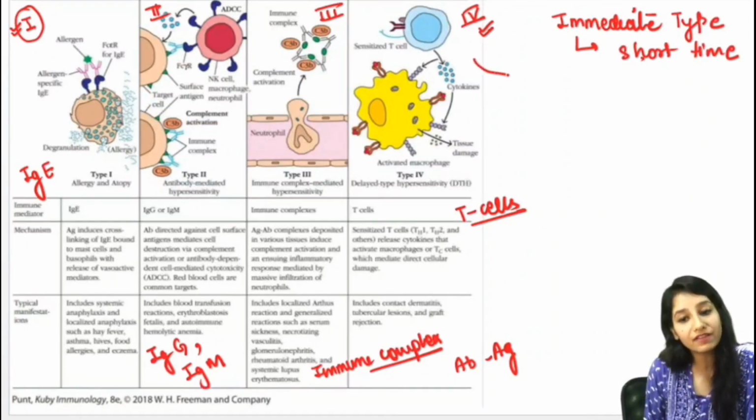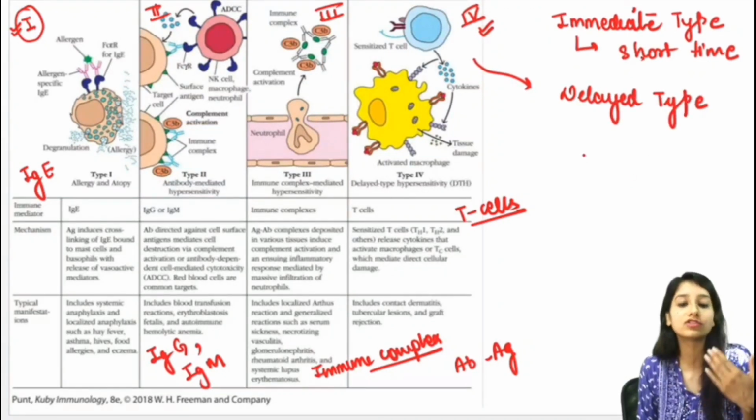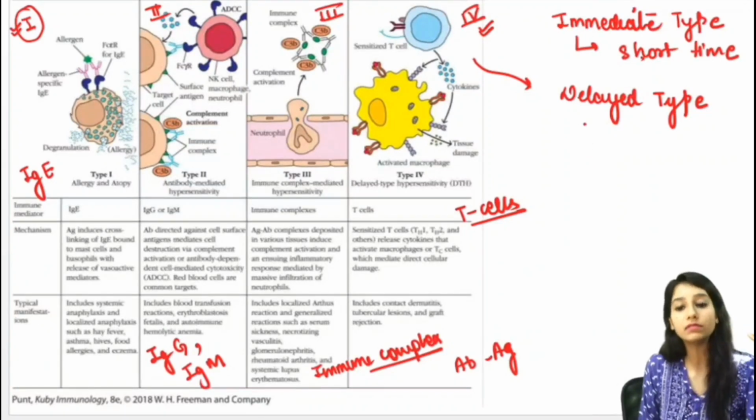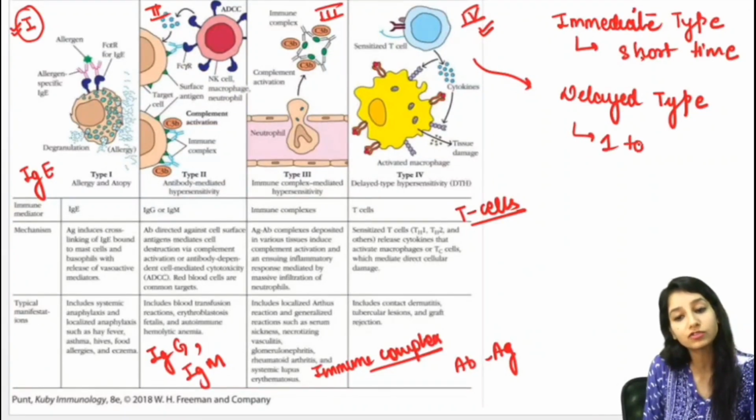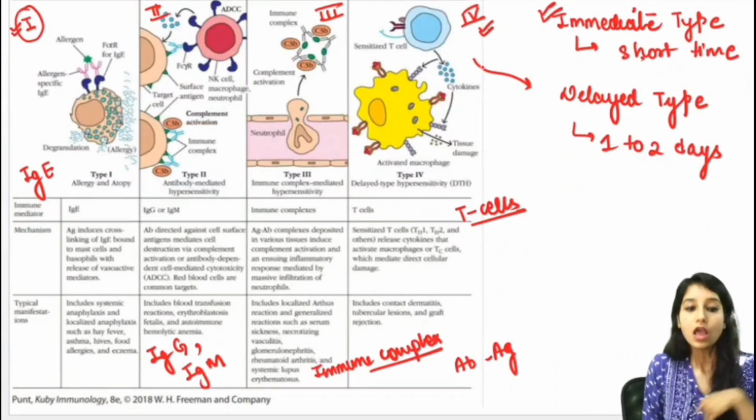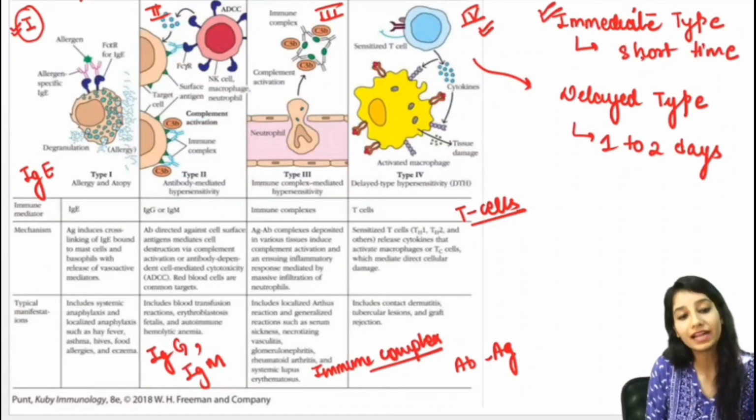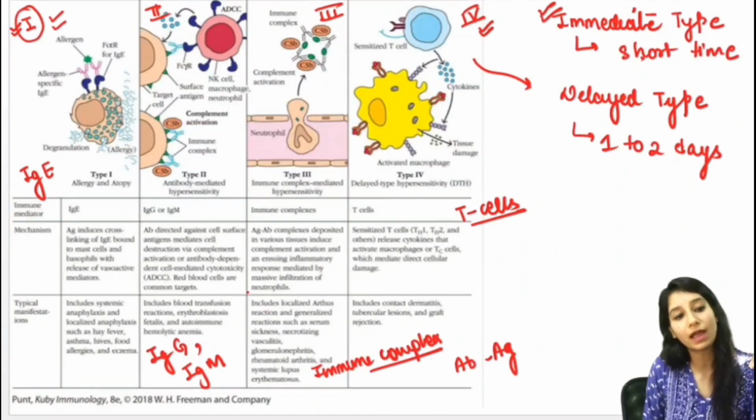Type 4 hypersensitivity is known as delayed type hypersensitivity. Why is it known as delayed type hypersensitivity? Because in this the response is created after some time, it takes 1 to 2 days to see the response, while in type 1 an immediate response is seen. We'll go one by one. Let's first concentrate on the first type of hypersensitivity.